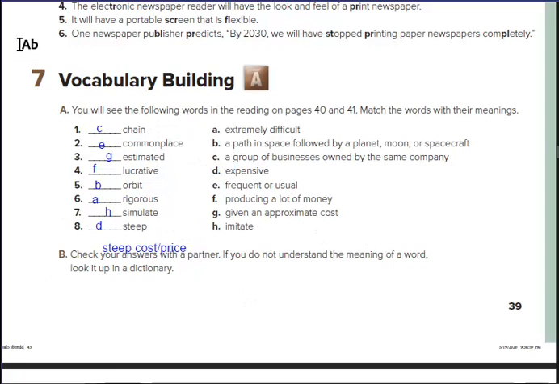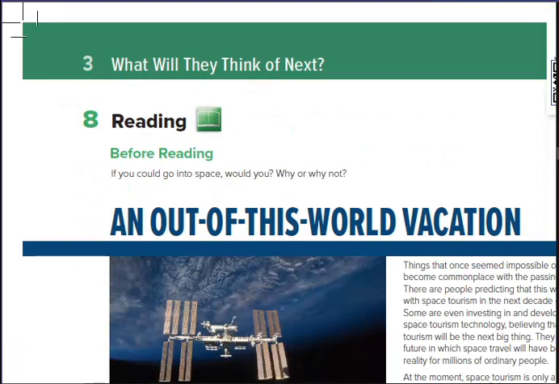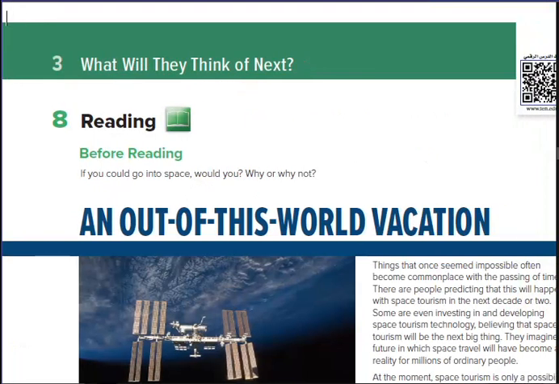Okay, so that's it for today. So we have here learned the vocabulary building, which of course is related to the next reading passage, which is about an out of this world vacation.